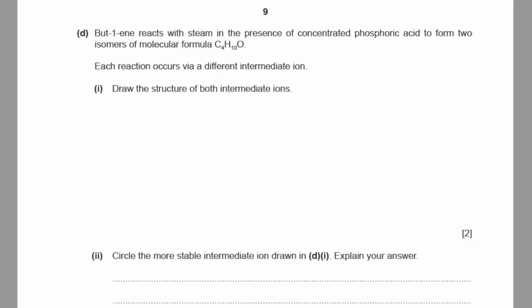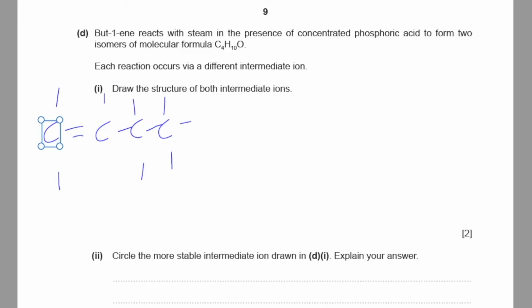Part D, but-1-ene reacts with steam in the presence of concentrated phosphoric acid to form two isomers of molecular formula C4H10O. Each reaction occurs via a different intermediate ion. Draw the structure of both intermediate ions. Okay, so but-1-ene is this. When it reacts with water in the presence of concentrated phosphoric acid, basically an addition reaction is happening, because steam and concentrated phosphoric acid are the reagents and conditions for an addition reaction.